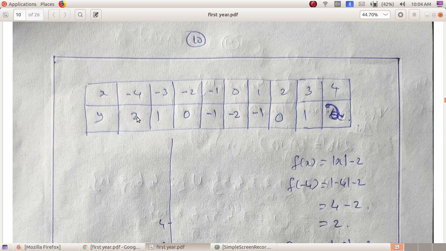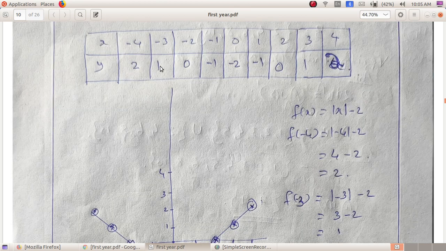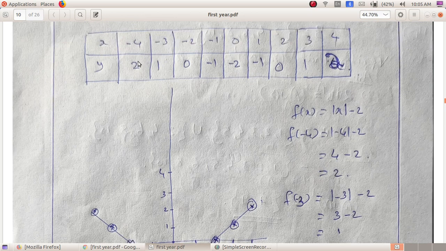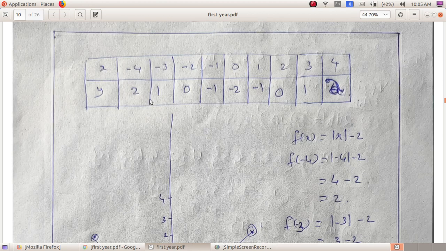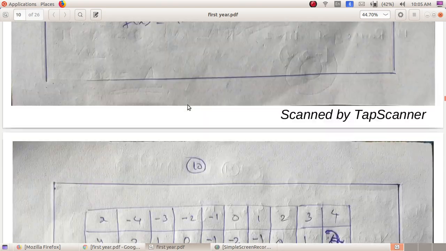So 2. Then you take x equal to minus 3: mod minus 3 minus 2. What is mod minus 3? 3. 3 minus 2 is 1. Then x equal to minus 2: mod minus 2 is 2, minus 2 is 0. Similarly, you can find all the points. Then using these points, you can draw the graph. Minus 4, 2. This point. Minus 3, 1. And similarly, you find all the points. Then you draw the graph. Okay, this is the graph for mod x minus 2.